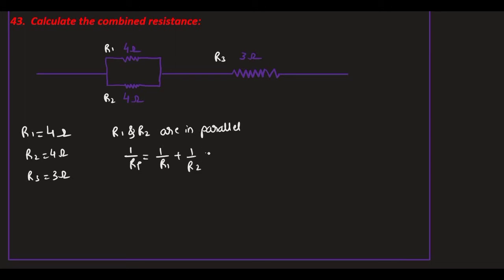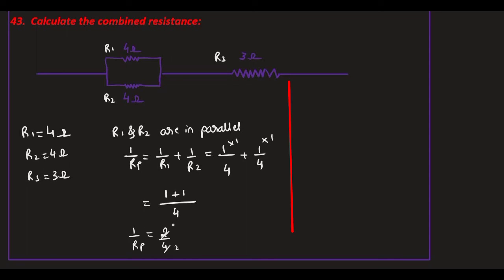Now I'll substitute the values for R1 and R2. R1 is 4 ohm and R2 is also 4 ohm. What is the LCM here? The LCM is 4. Here I need to multiply with 1, here I need to multiply with 1. So 1 into 1 is 1, plus 1 into 1 is 1. Therefore 1 by Rp is equal to 2 divided by 4, that is 1 by Rp is equal to 1 by 2. If I reciprocate it, Rp is equal to 2 ohm.